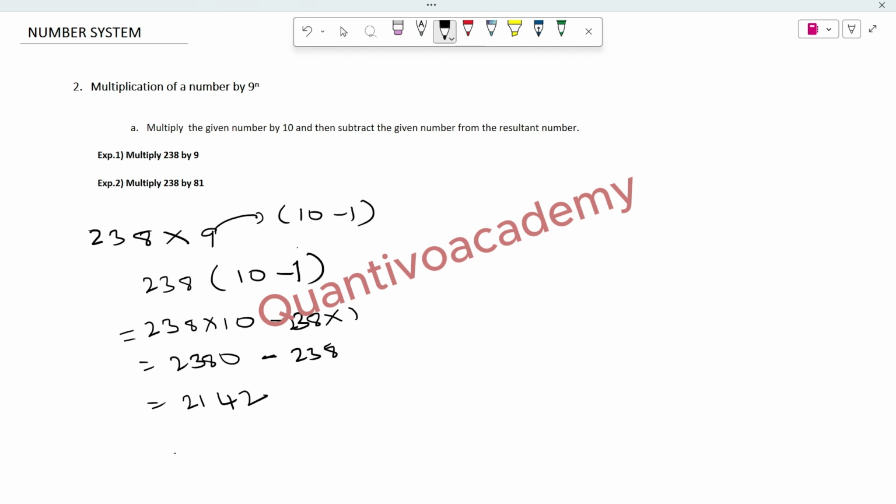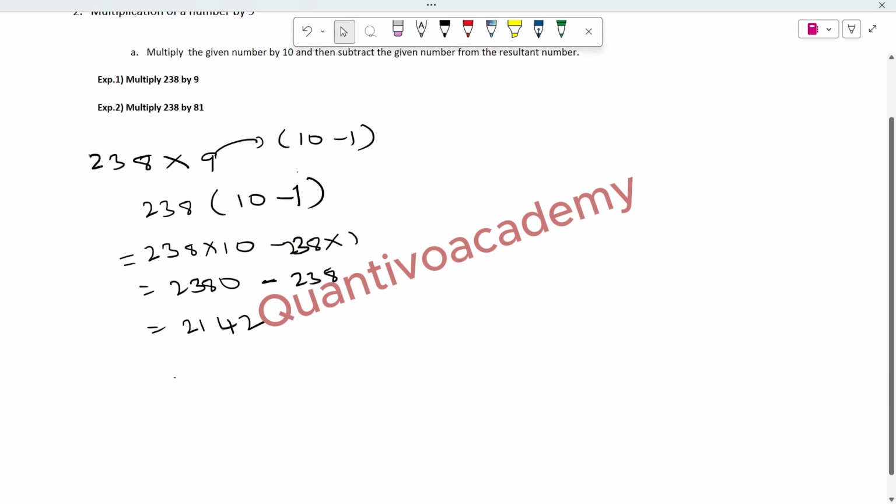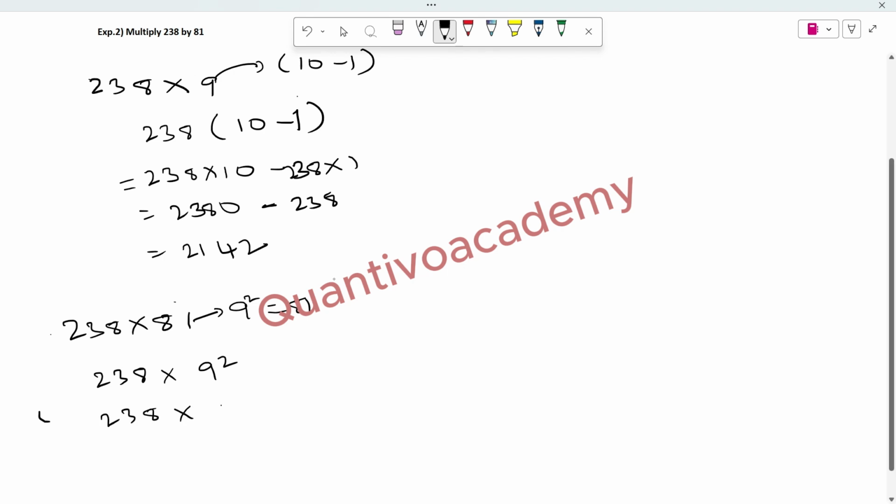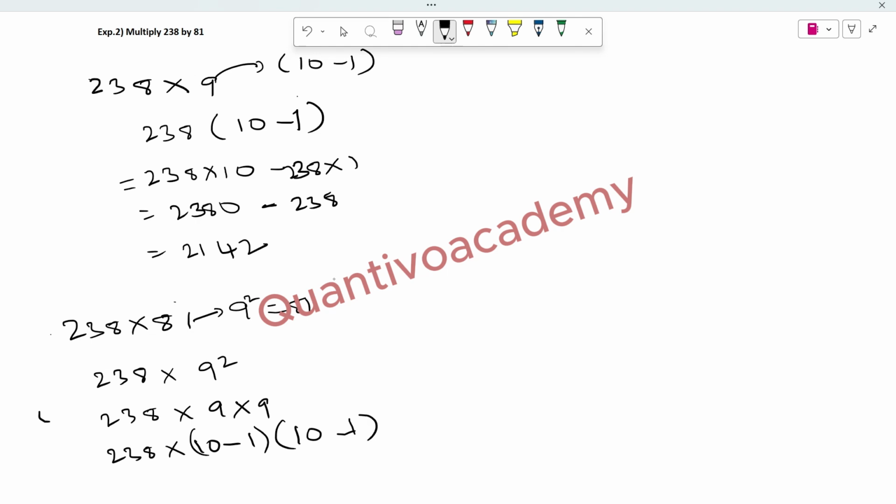Now I am explaining this with a second example. That is, we have to multiply 238 into 81. 81 is the square of 9. I can write 81 as 9 square, and 9 square as 9 into 9. For each 9, I can write it as 10 minus 1, so 238 into (10 minus 1) into (10 minus 1), right?